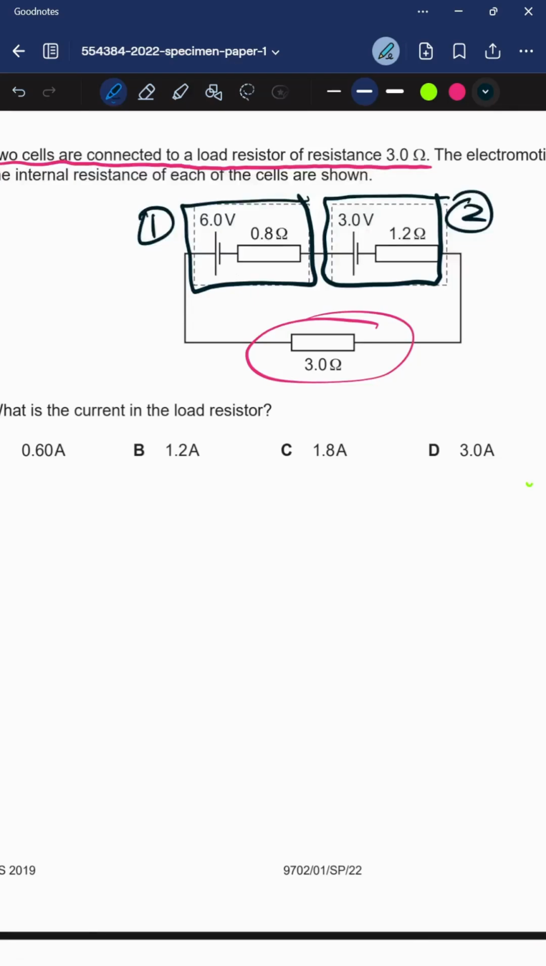Ideally there is zero resistance in a battery, but in real life batteries have internal resistance. We call this resistance the internal resistance, IR, right? So every battery has an internal resistance, and here it is 0.8 ohms and 1.2 ohms. So actually it is a 6.0 volt battery, but it has a 0.8 ohm internal resistance.